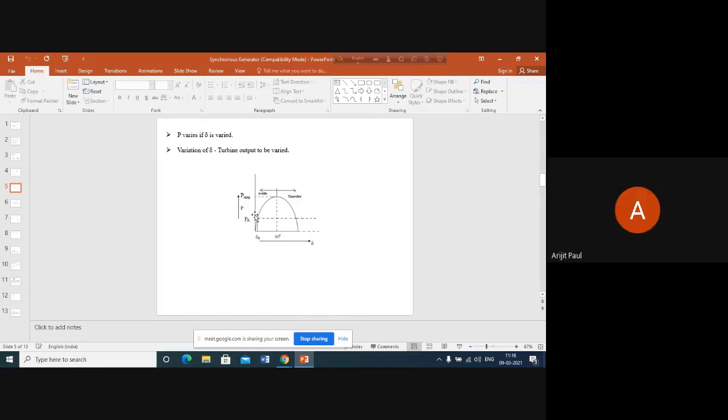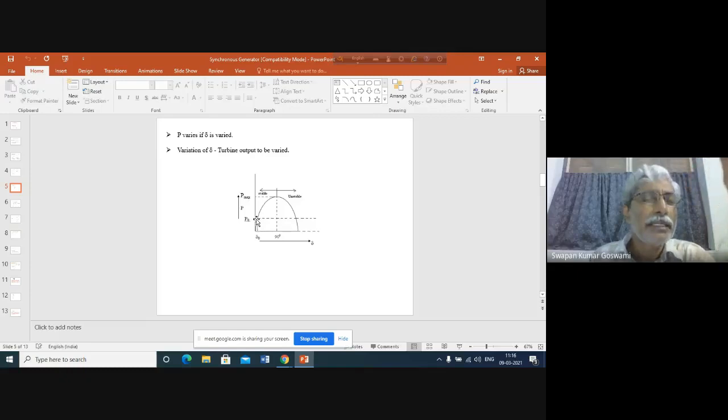Would you guess? P0. That means at the steady state, power output from the generator will be equal to the power input to the generator if we assume that there is no loss inside the generator. And for simplicity, we are now assuming that loss to be zero. So input power and output power will remain the same. So P0 is the power input, P0 also is the power output.